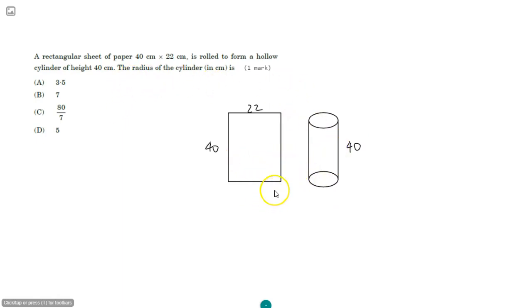So if you think about it, you'll understand that the circumference of this base is going to be the length of this rectangle, because you are rolling it like that. You are bending this end of the rectangle in this direction, and you are bending this end in the other direction to form a cylinder. So the circumference of this circle is going to be this length of the rectangle, right?